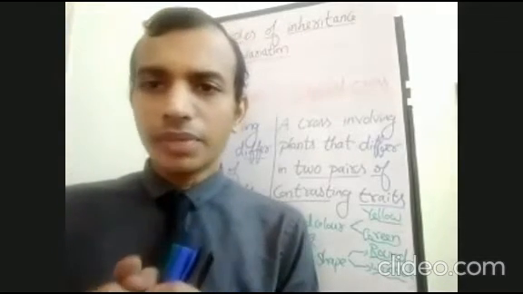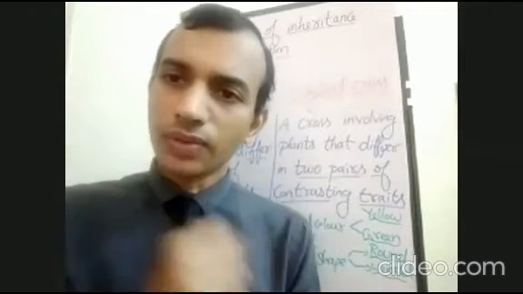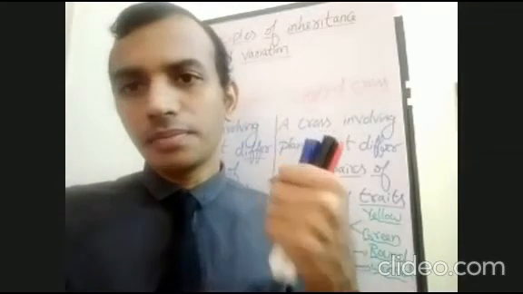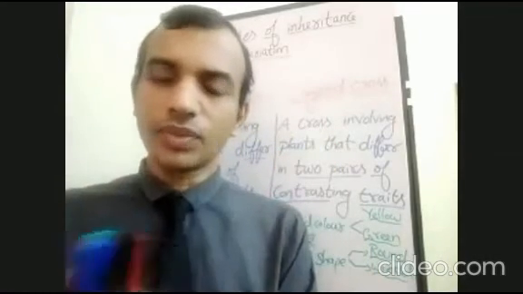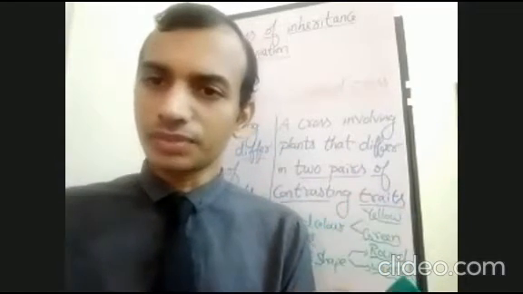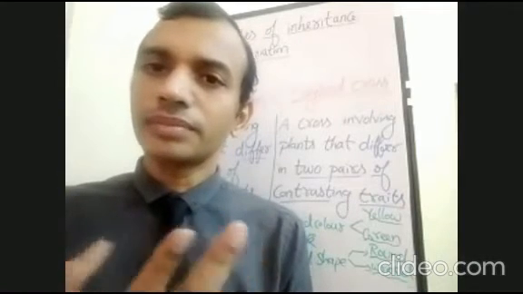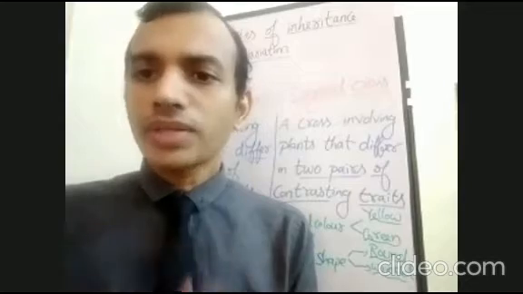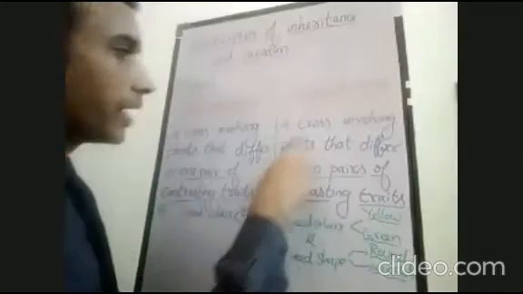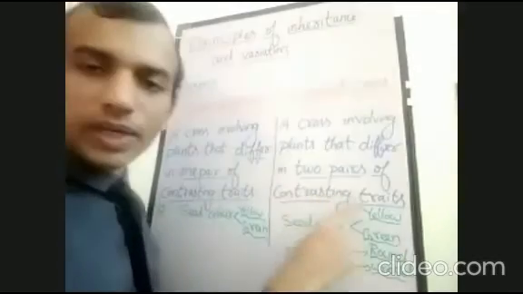When you say dihybrid cross, it involves plants that differ in two pairs of contrasting traits. It means you study plant height with seed color, or seed color and seed shape, flower color, flower position, any two characters at a time. So totally you will be having two pairs of contrasting traits. Then we call this a dihybrid cross. So a cross involving plants that differ in two pairs of contrasting traits.